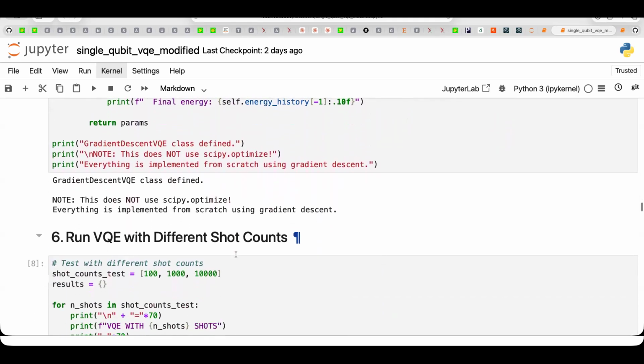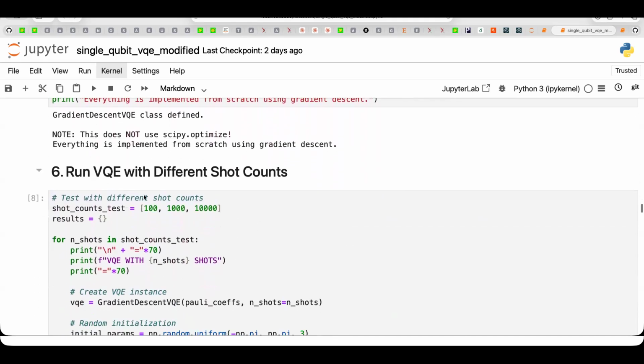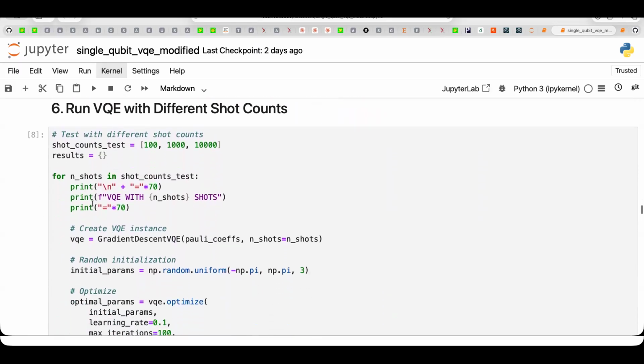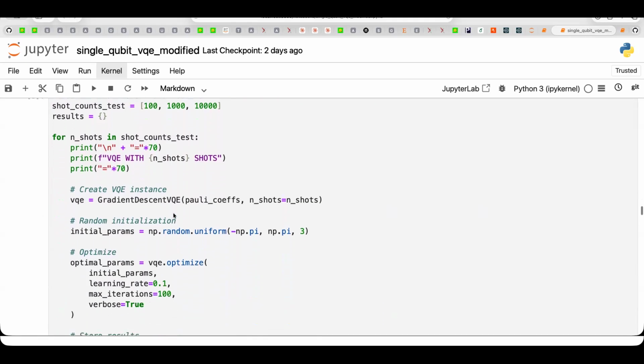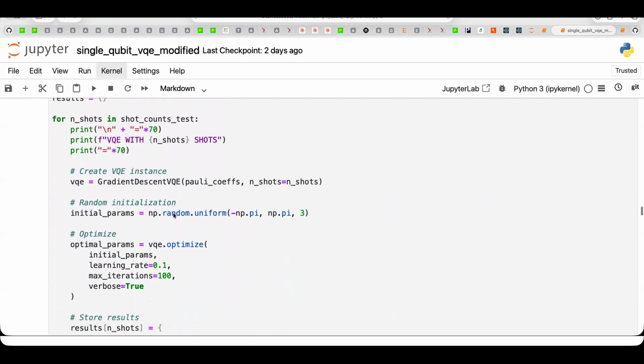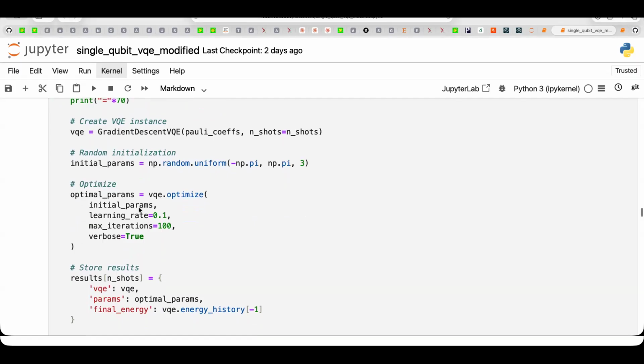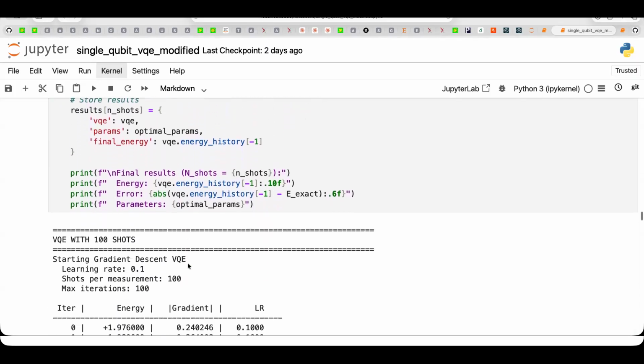And we have defined that one. And then we run the VQE with different shots. This is basically done here for the number of shots. And then we perform the gradient descent. This is that machinery. It finds the new parameters, with initial parameters just given by random values for the angles. This is the way we initialize the system. And then we find the optimal parameters by the VQE optimize, which we discussed a little bit earlier. And this is a result of the final number of shots.